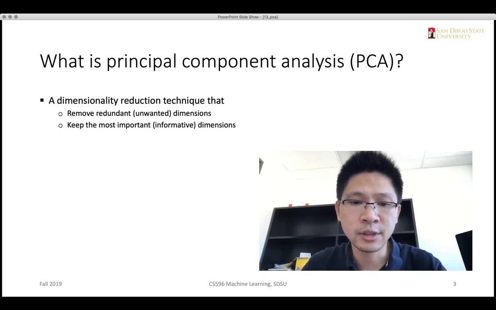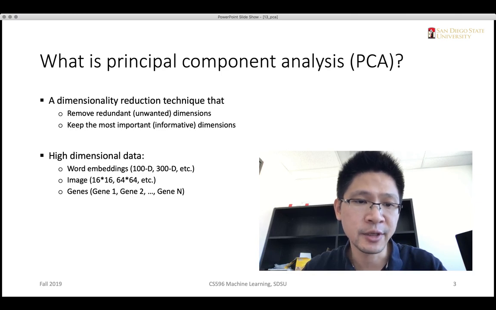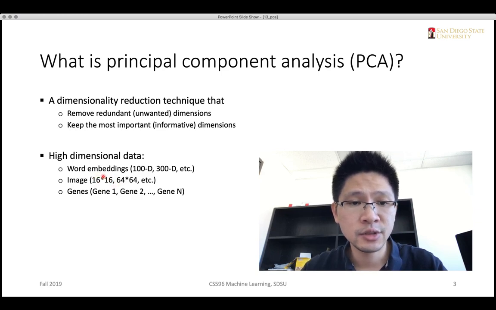So in this machine learning course, so far we have encountered a lot of high dimensional data. For example, in the topic that we covered in the previous week, we introduced the word embedding data, and a word embedding is usually of 100 to 300 or even higher dimensions. And for image data that we have used so far in this course, we used 16 by 16 images, 64 by 64 grayscale images, and if we flatten all the pixels in those data sets, they are of pretty large dimensions.